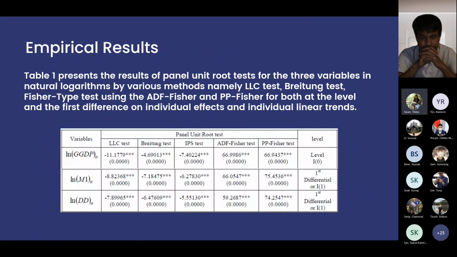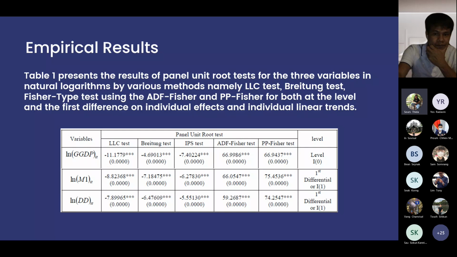So the first table presents the result of the panel unit root test of the three variables in the natural log, by various methods, namely the LLC test, the IPS test, and the Fisher test, using the ADF Fisher and the PP Fisher, for both the level and the first difference, with individual effect and individual linear trend. The result indicated that each of the variables were not integrated at the same level.